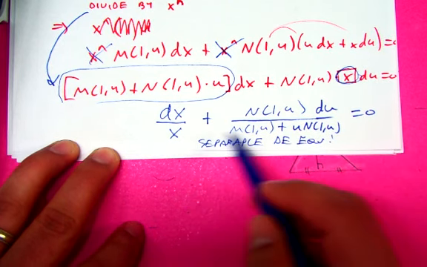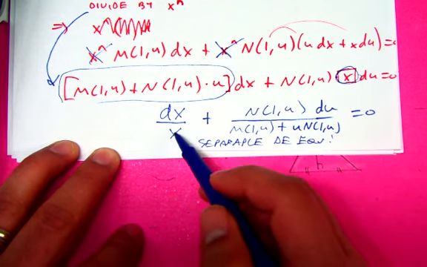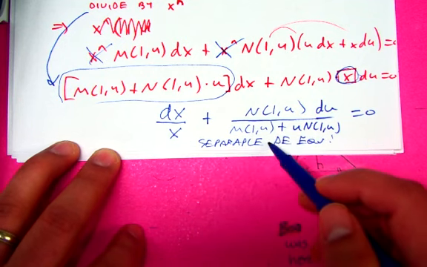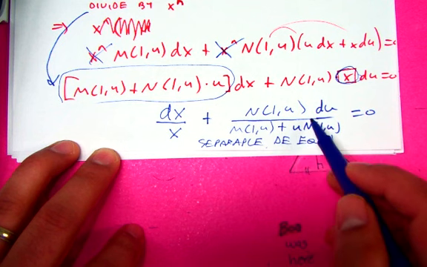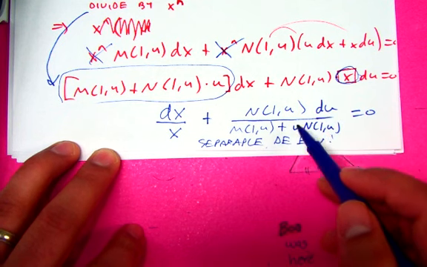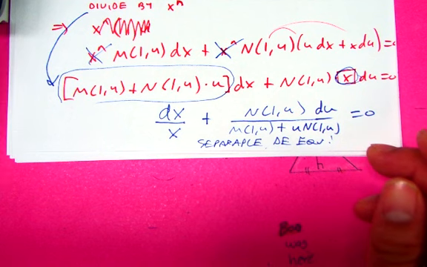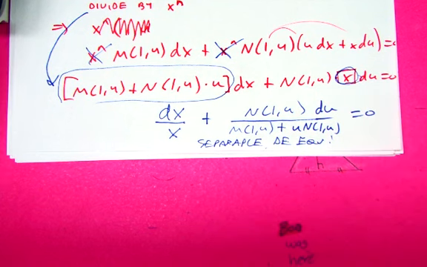So if you integrated the equation, here you would have natural log of x. Here, I don't know what this turns into. It depends on what substitutions we made. But this is now in terms of just u, so that you could actually integrate it. Okay? Any questions on the procedure?